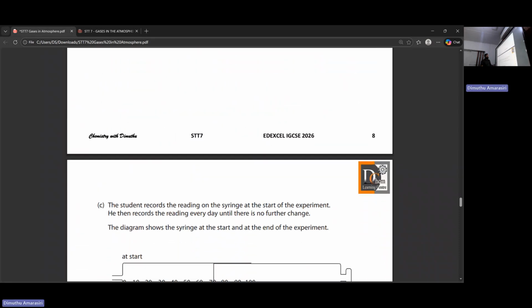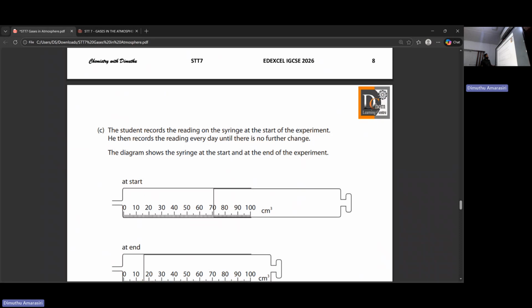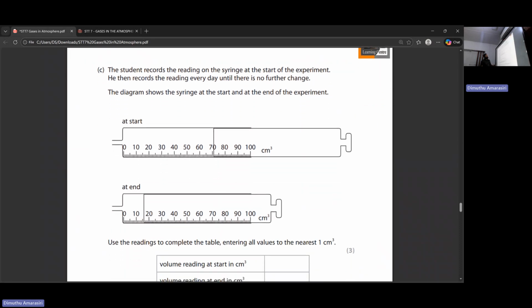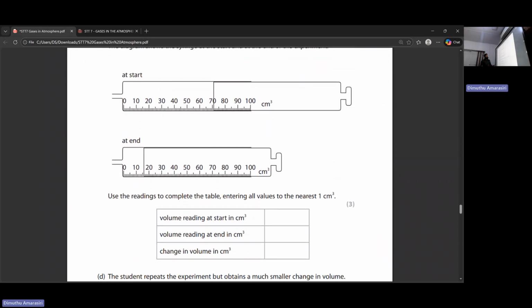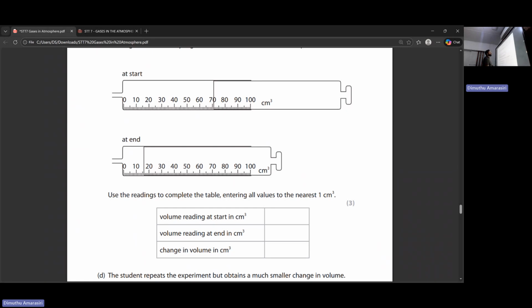The student records the reading in the syringe at the start of the experiment, and then reads it every day until there is no further change. Right? Volume reading at the start is 71 cm, right? Agreed. And at the end, how much is it? 16. Do you agree with 16? Change in volume, subtraction, 55, isn't it?